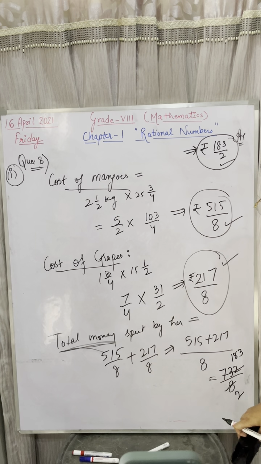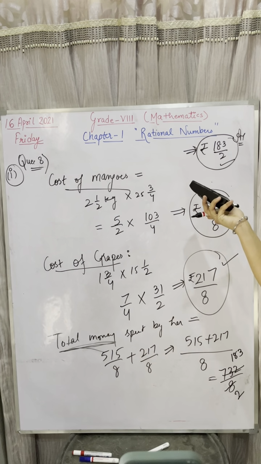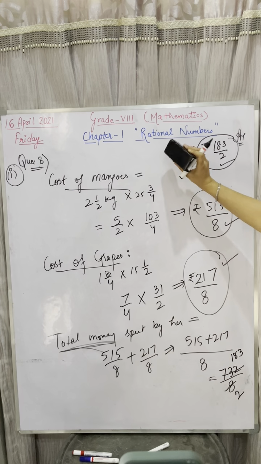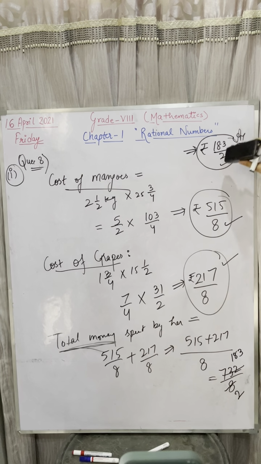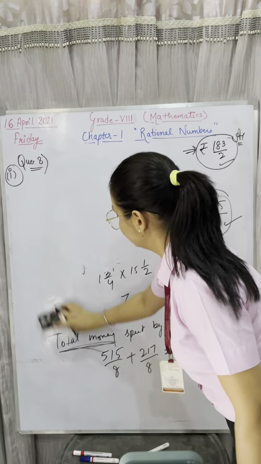Okay, Ashima, very good. In decimals, you can take out the answer in decimals also, because this chapter is based upon rational numbers. Rational numbers means you have to take out the answer in fraction. So you can leave your answer up to here. Okay, let's start with the next question.